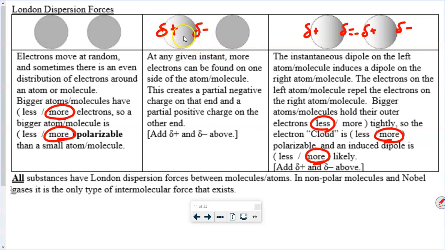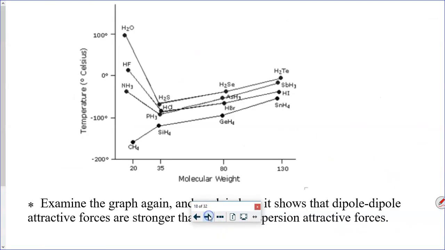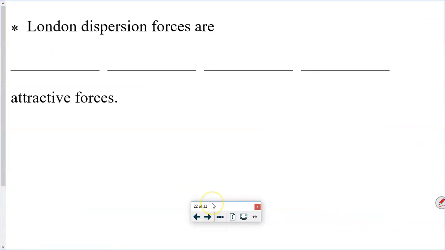The result of that then can influence the neighboring molecule. This instantaneous dipole with a partial negative and a partial positive, the negative region will repel the electrons nearby and give us an induced dipole over here. I just wanted to recap that because I think that definition, or using those words, makes more sense than always simply just saying London dispersion forces. So let's go back and write that in. London dispersion forces are instantaneous dipole, induced dipole attractive forces.